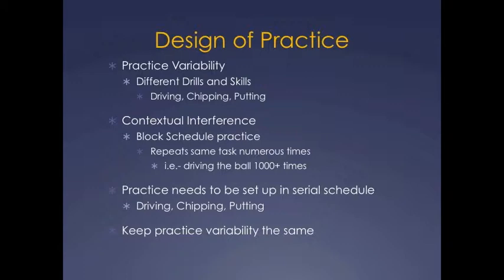So in the practice design, we have practice variability, in which Barkley practices three different skills: driving, chipping, and putting. And the contextual interference is mostly done in a block schedule in which he's repeating the same task numerous times, and this can be observed directly when he's driving the ball, as was mentioned in the clip, a thousand plus times, just repeatedly over and over.